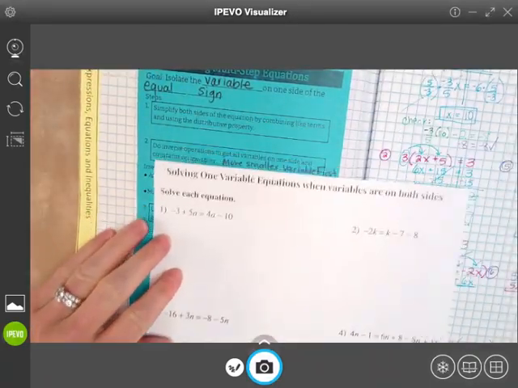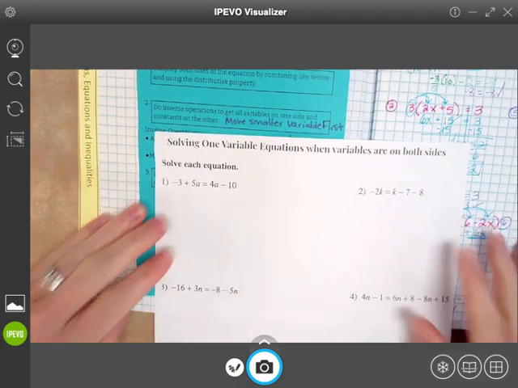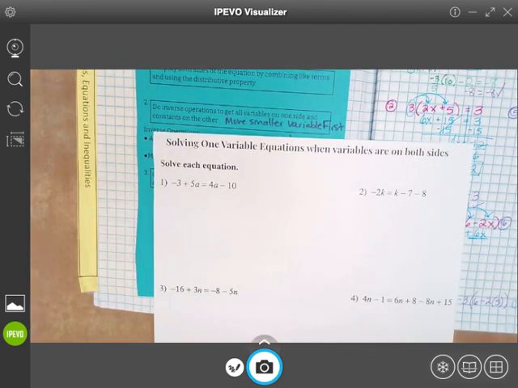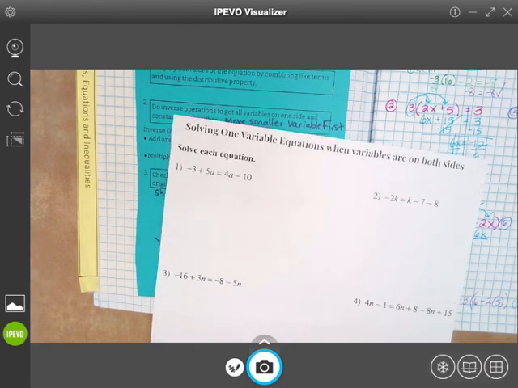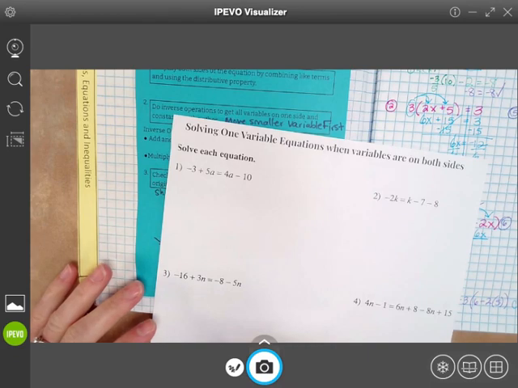So let's look at this first problem. And this is one of the slides in our interactive notebook, but I just printed it out. So if you're in class, we're writing on here. If you're not in class, then you're writing on paper in your journal.